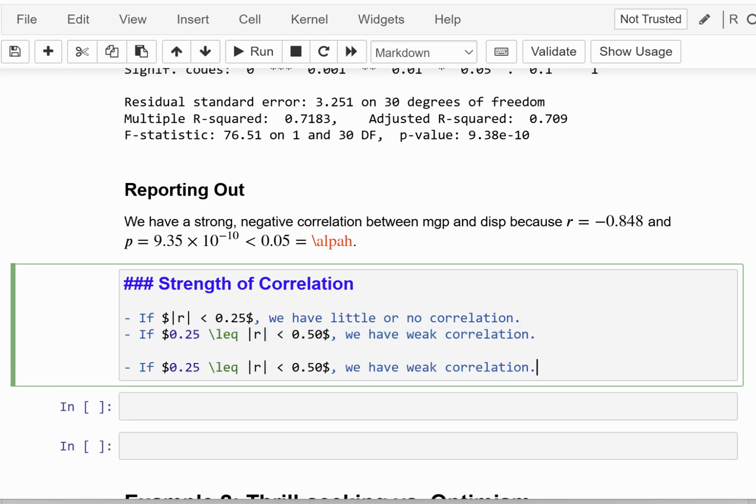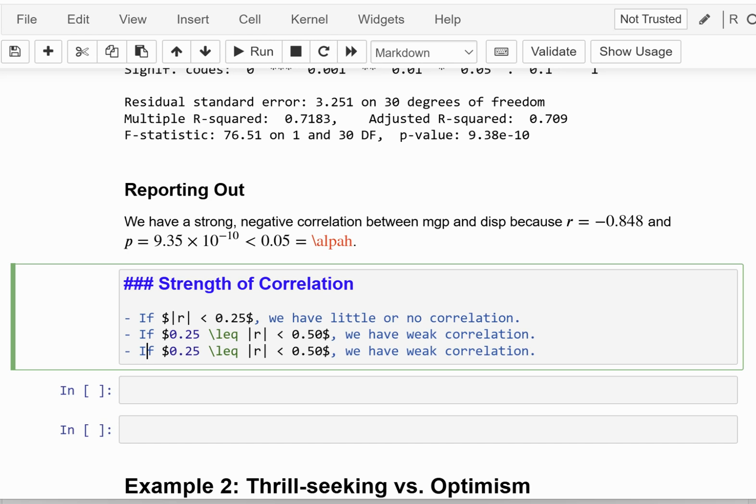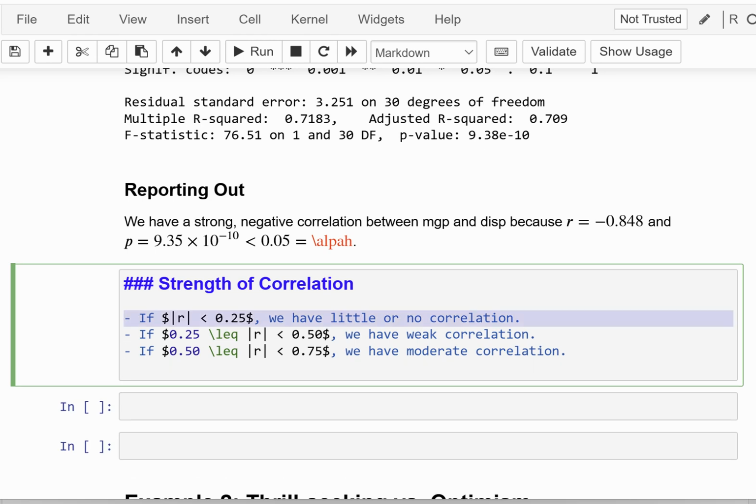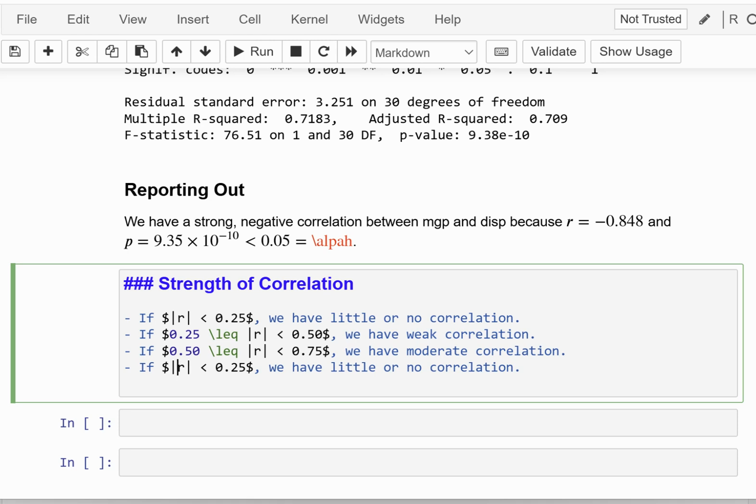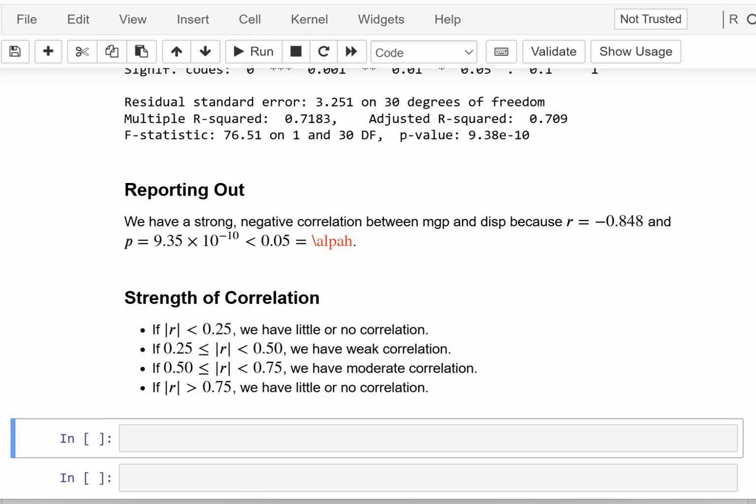And then I'm going to move up to 0.5 to 0.75. So I copy paste there. I'm going to switch to 0.5 up through 0.75, okay, where we have moderate correlation. And then for the last one, right, I'm going to have strong correlation, and I'm going to get in there and do a greater than 0.75.